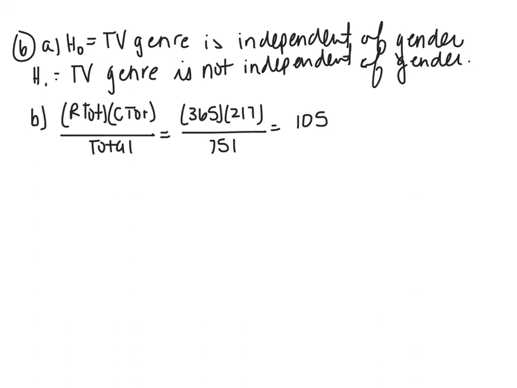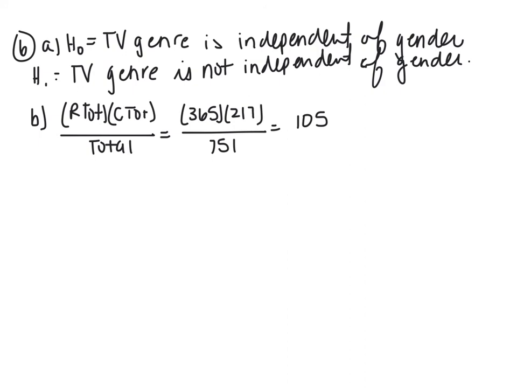Part B wants us to find the expected frequency of the number of females who had comedy as their most watched program. So again, expected frequency is, given this data that we collected, the total number of females and the total number of people who said they watch comedy, what would you expect that combination to be? You find expected frequency by row total times column total divided by your total number of responses. So in this case, 365 times 217 divided by 751.